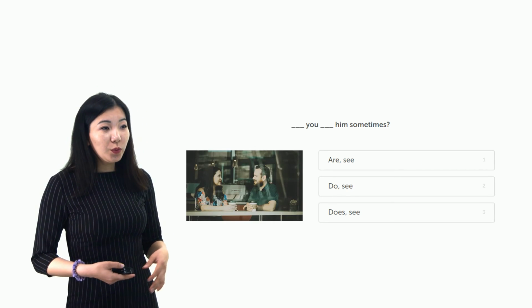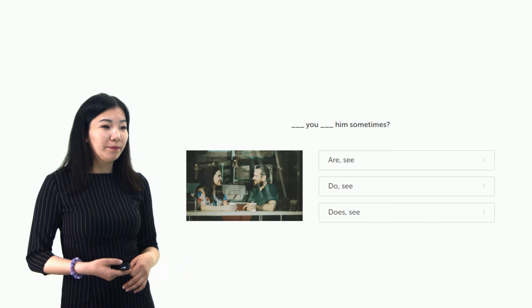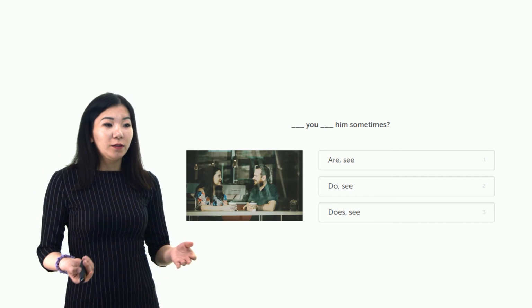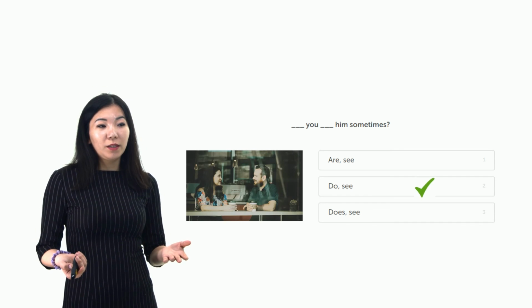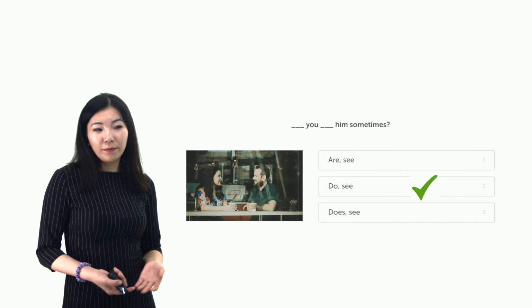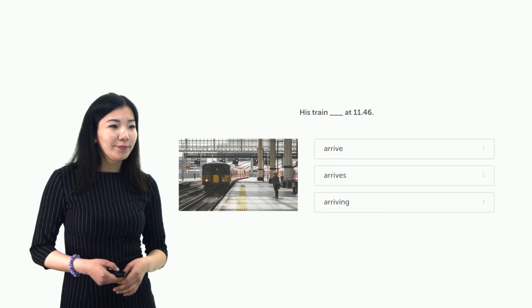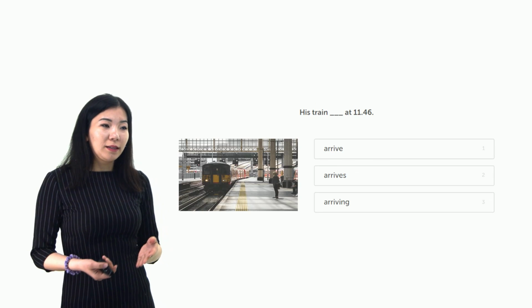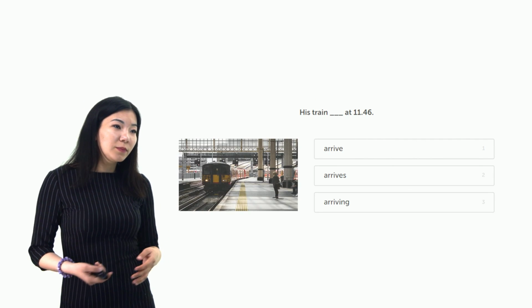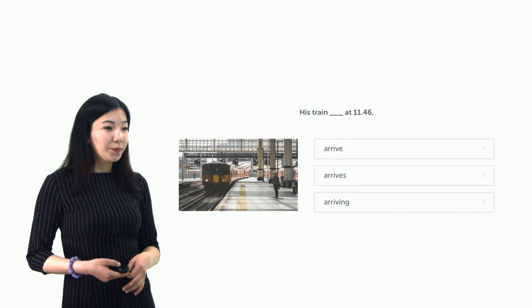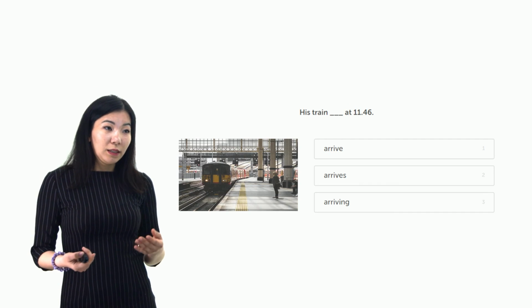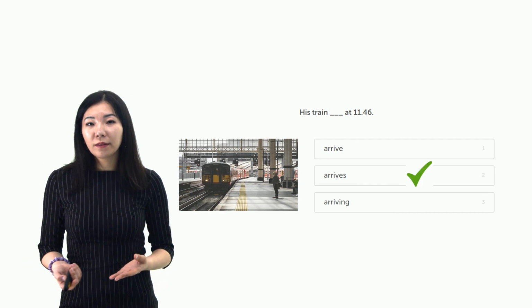Okay, next one. You, him, sometimes. So it's gonna be, do you see him sometimes? We're not gonna use that with you. This train at 11:46. Timetable. His train arrives at 11:46.